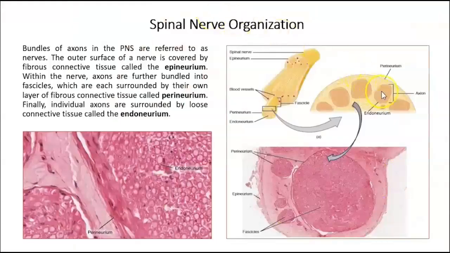The spinal nerves. A nerve is just a group of axons. The axon is covered by endoneurium. A whole bunch of axons are the fascicle.